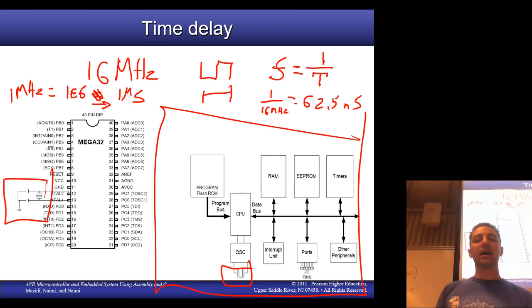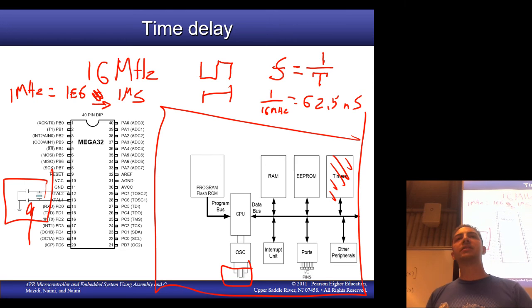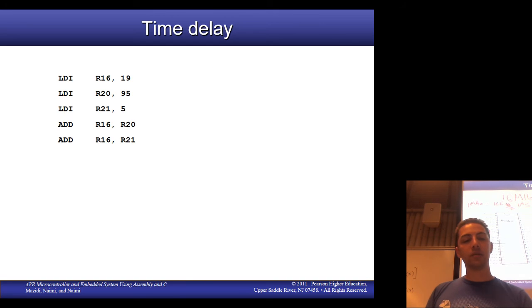Okay, but so the title of this slide is time delay. If we want to delay for a particular amount of time, we are limited to what our crystal tells us. Eventually, we will get into the timer unit, but today we're just going to write some code to delay for a particular amount of time. First thing I want to do is let's just look at this code.